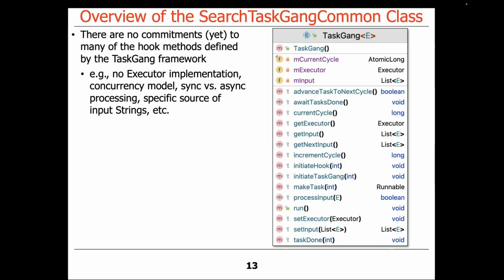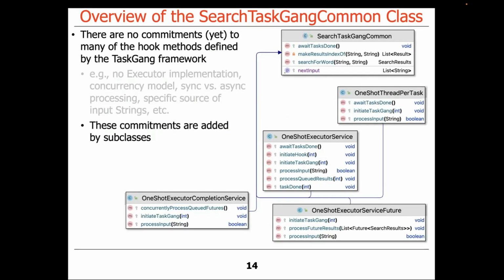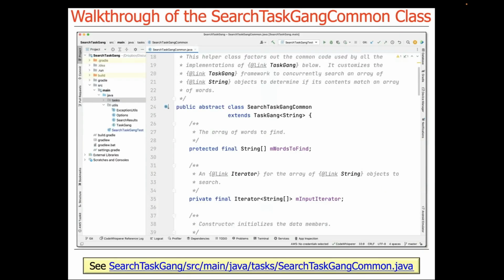So these are all things that have to be filled in, and these are the ways that they fill them in. You can see if you take a look at the different subclasses, they override other methods that are needed in order to get the behavior for that particular concurrency and synchrony, asynchrony model. So let's go take a quick look at SearchTaskGangCommon.